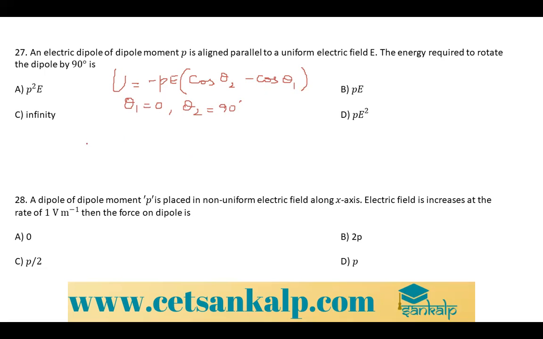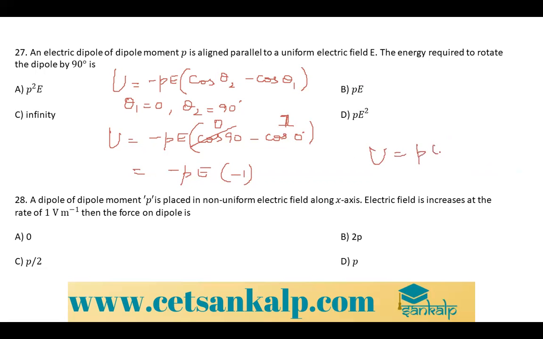So we substitute the values. So U is equal to minus PE cos 90 minus cos 0. So cos 90 is 0, and this becomes 1. So minus 1. So minus PE times minus 1. That gives you U is equal to PE. So option B. Option B.